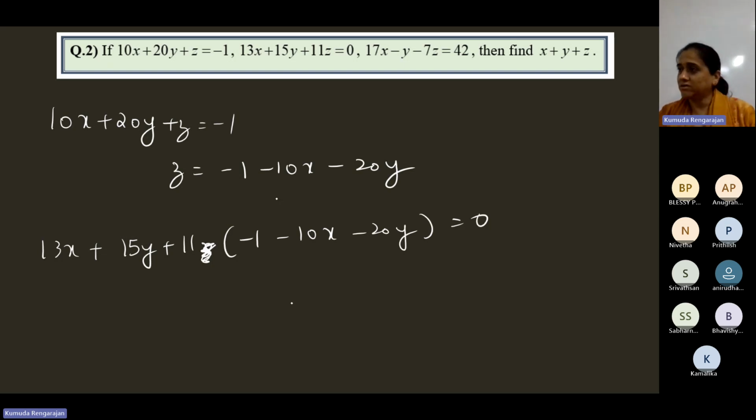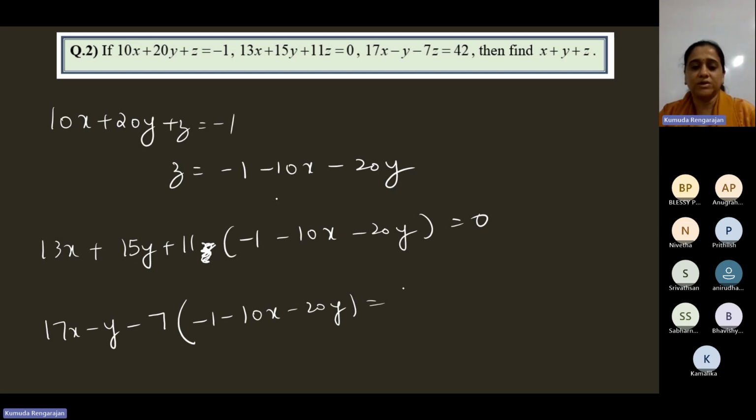The variable z is gone. Now this equation has only x and y. Do the same thing in the third equation. 17x minus y minus 7 into z, which is minus 1 minus 10x minus 20y, is equal to 42.